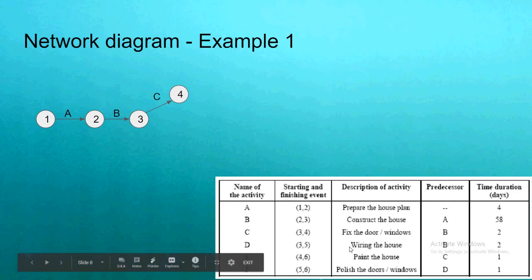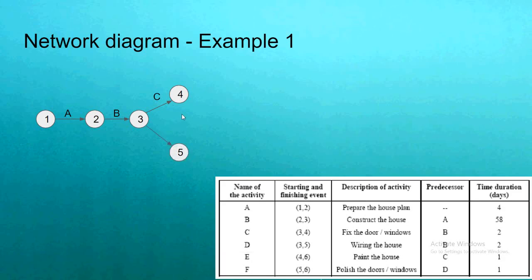Again, if you look at the activity D, the predecessor is B. That is, construction of the house should be completed before wiring the house. So now I am drawing with starting point 3 and end point 5, 3 to 5 as activity D. You can see that for both the activities C and D, the predecessor is B. That means the activity C and activity D both can be started simultaneously after completing B.